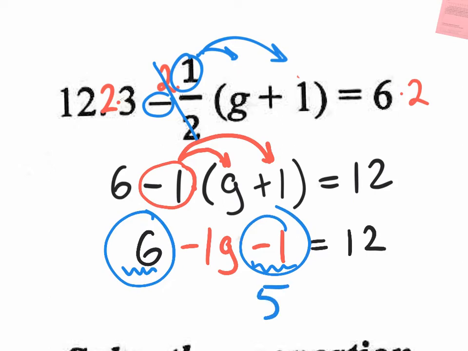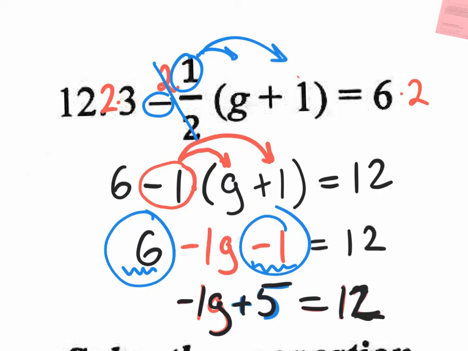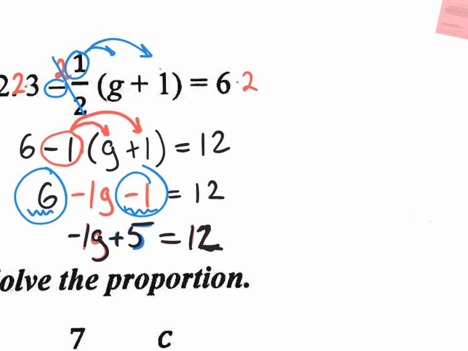So we have a 5, and we could say it's positive 5. And we also have a minus 1g right behind it. We have the equal sign. We have the 12. There's my new equation. Let me do it all in black. So it's now a 2-step equation. What do I do next?